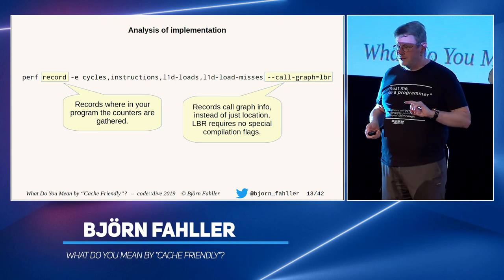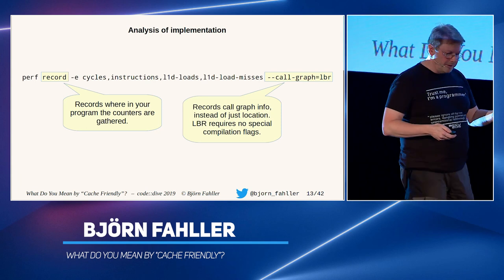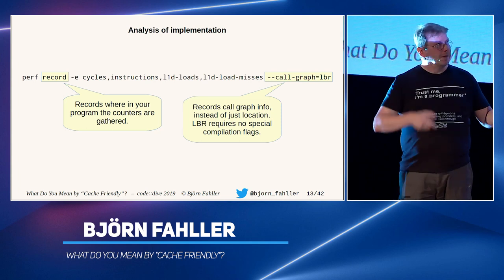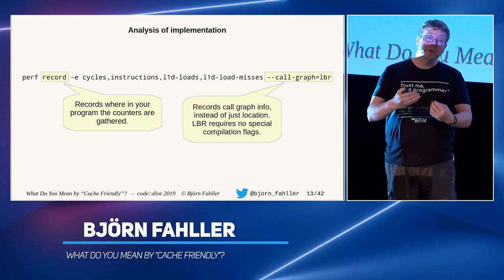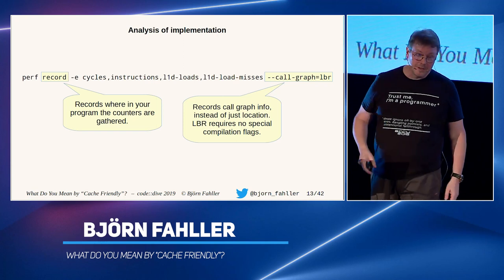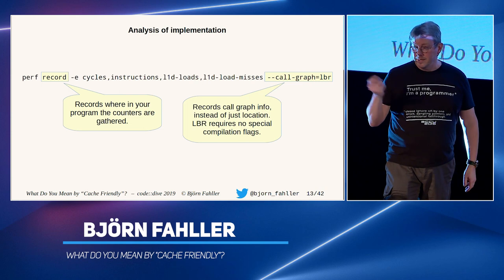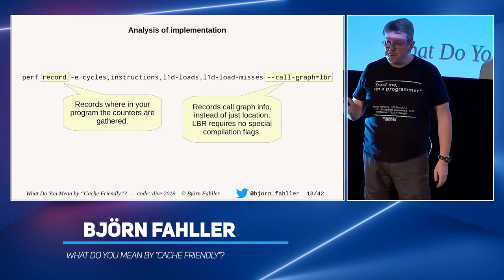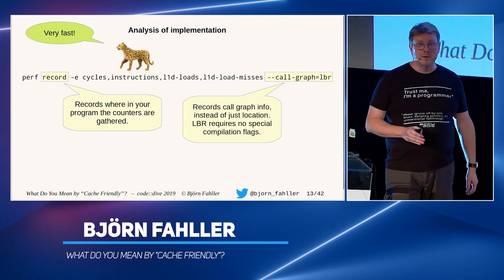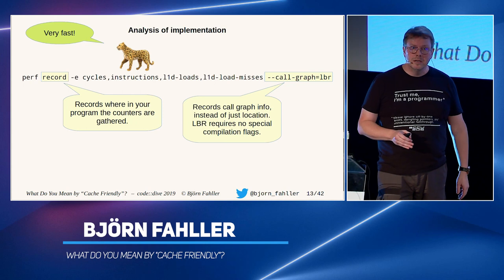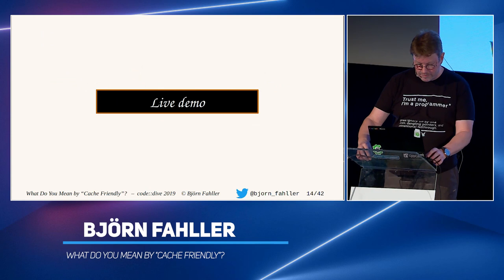There are three methods for getting the call graph. One using frame pointers, one using the dwarf debug information. But LBR doesn't need any of those. It uses hardware support from CPUs that do support it, and the CPU on this machine does. So it's both faster, and you don't need to compile your program in any special way. And it's also very fast. Not as fast as perf stat, but it's really fast, like 5-10% overhead. So this is good. So let's have a look.